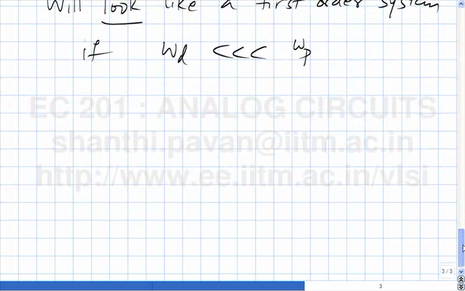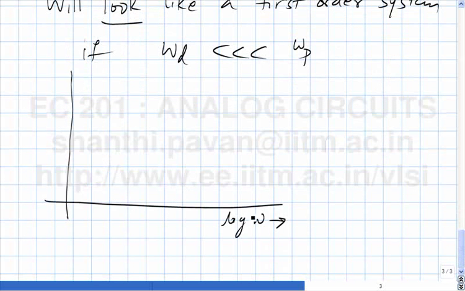To look at it in pictures, if I plot log omega versus the magnitude response, magnitude is also on the log scale, the frequency is also on the log scale. If I plot a system of the form A naught divided by 1 plus S by omega d, at very low frequencies, what do you think the magnitude response will be? First of all, why would I want to plot on the log scale? I could have easily plotted on the linear scale, isn't it?